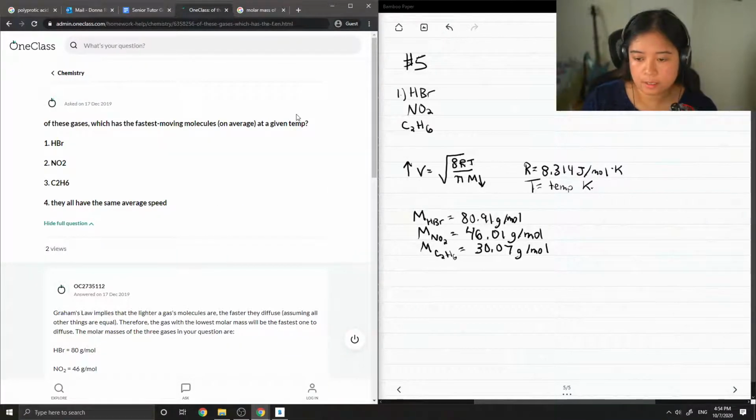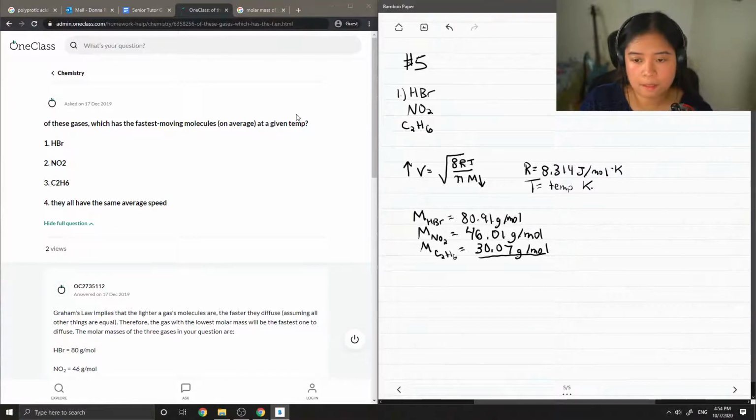Okay, now that we look at all of our different molar masses of these gases, we can see that ethane is the lightest, so therefore it's the fastest moving molecule. NO2 is second, and HBr is the slowest. So I'm just going to write down C2H6 is the fastest moving molecule.